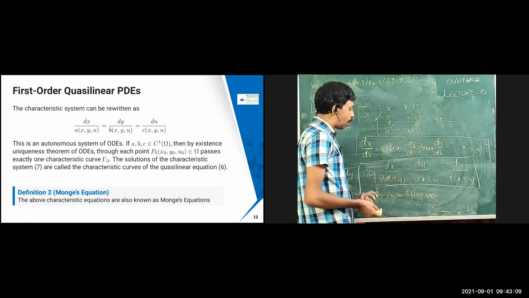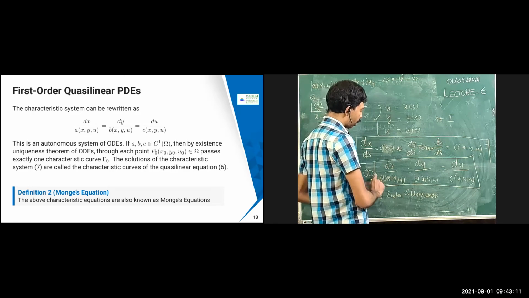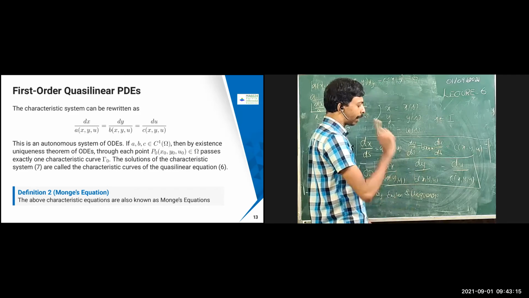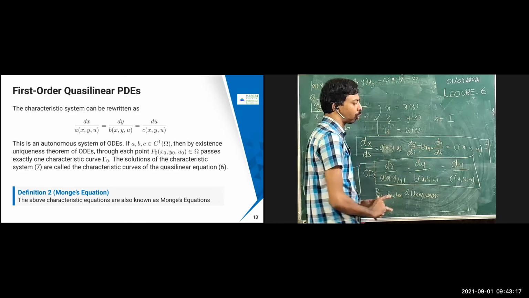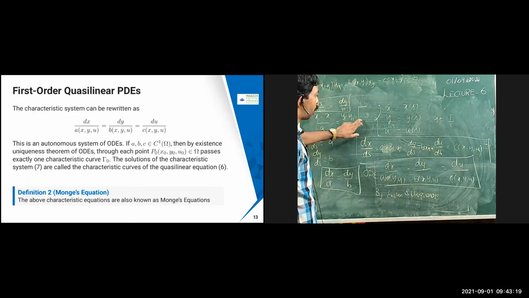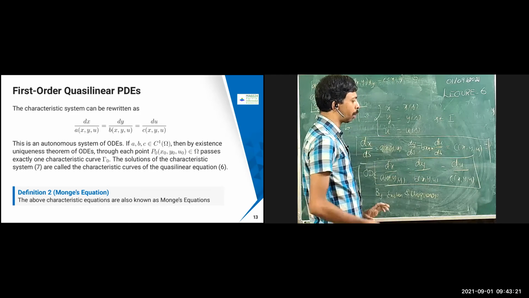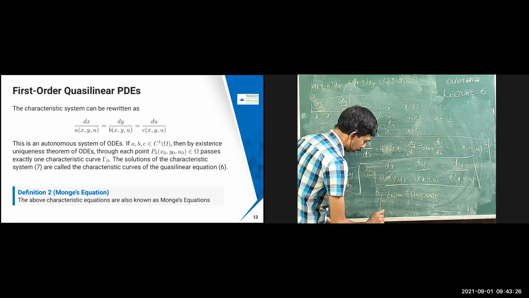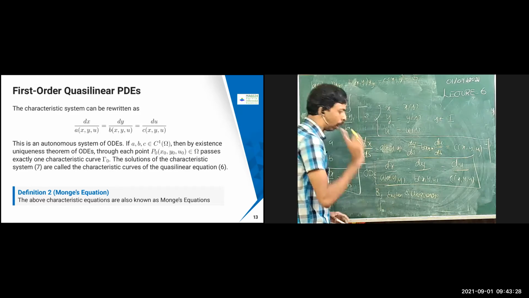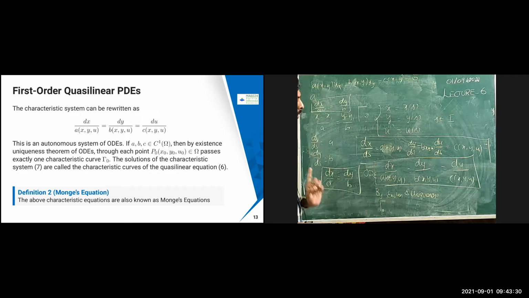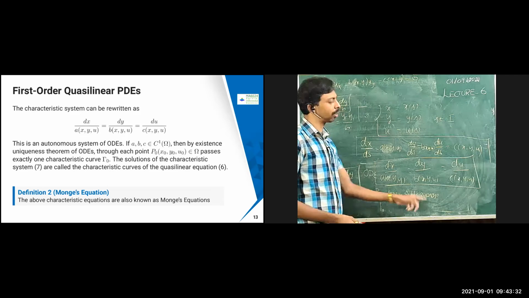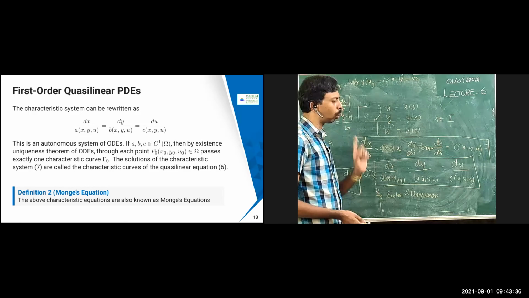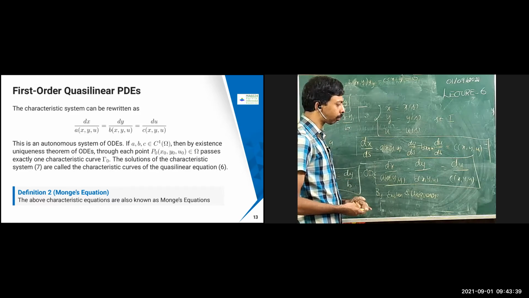So if all the conditions of existence and uniqueness are satisfied at that point, then exactly one characteristic curve is going to be obtained through it. Suppose I take P of x naught comma y naught comma u naught, then you are going to find only one characteristic curve, because of the existence and uniqueness theorem of the ODE problem. So through each point you are going to get only one characteristic curve.